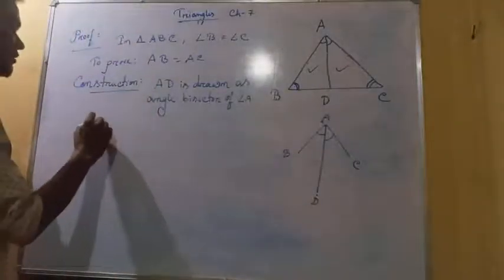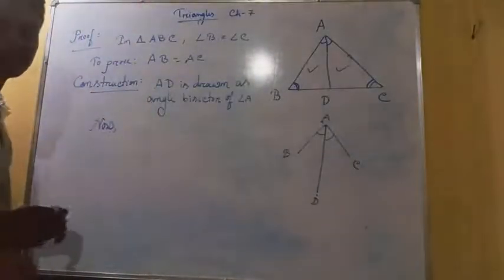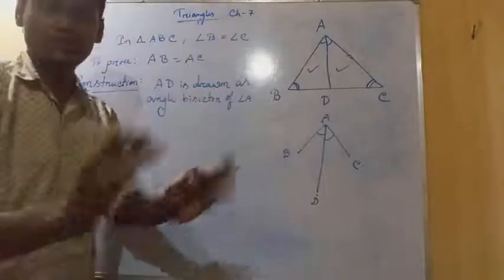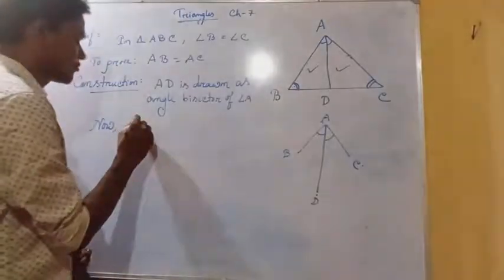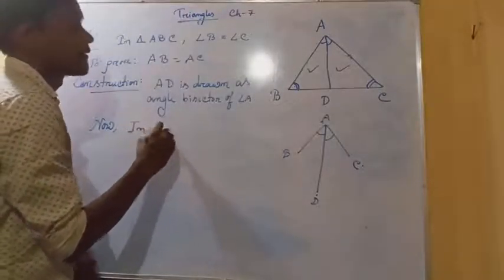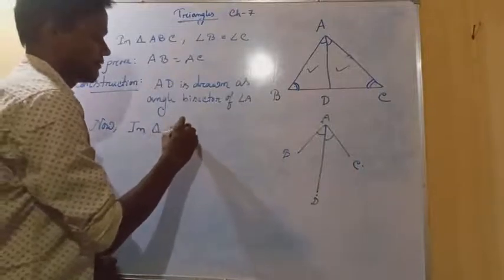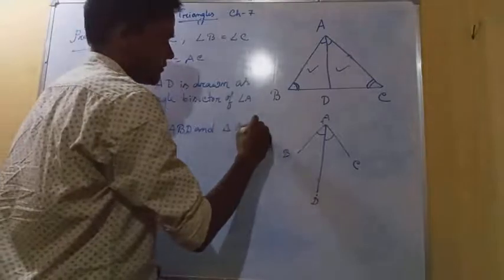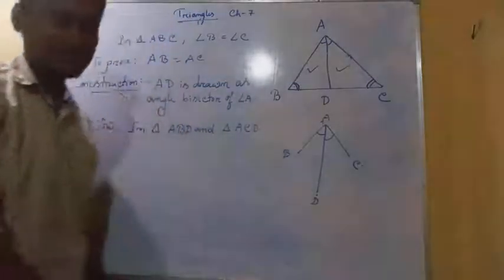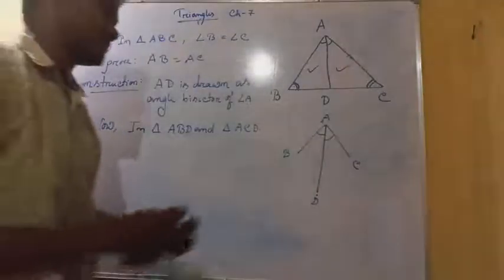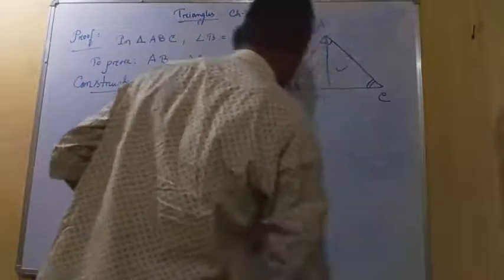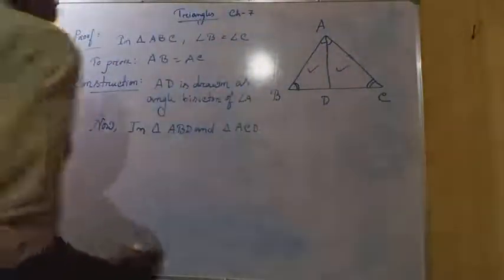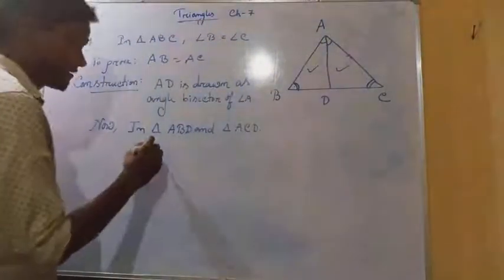Now let's see the proof. The same way as we did in the last class, take the two triangles and show them congruent first. What are those two triangles? Triangle ABD and triangle ACD. These are the two triangles. Just note down the equal parts. What can I note at the beginning? Angle B is equal to angle C.